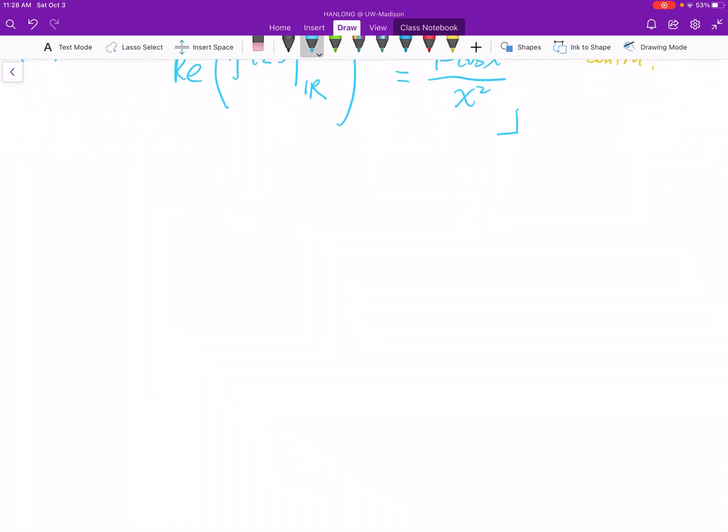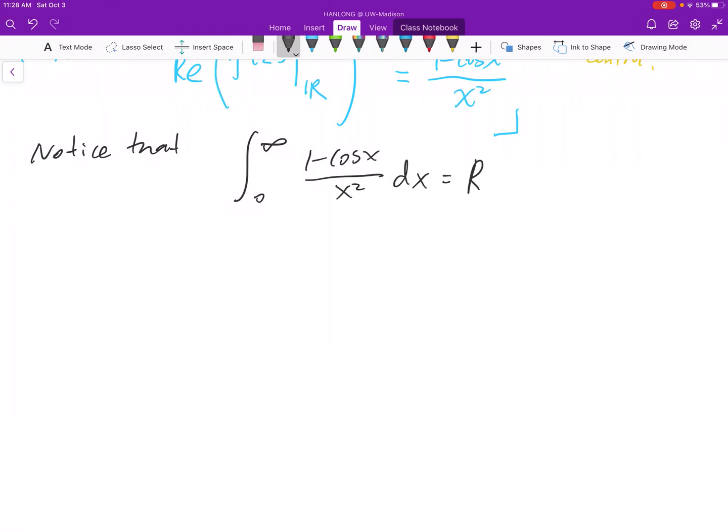So more precisely, notice that the integral of (1 minus cosine x) over x squared dx is a real part of the integration from 0 to infinity of f(z) dz. It's very sloppy. I will fix this sloppiness a little bit later. So all we want to calculate is this one.